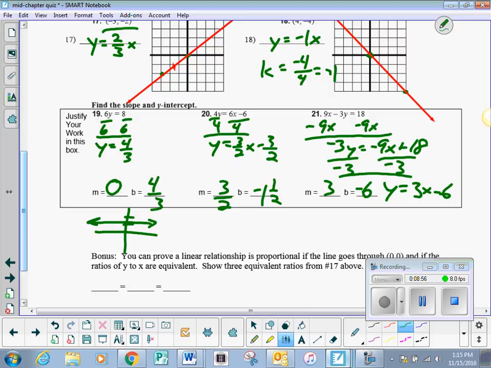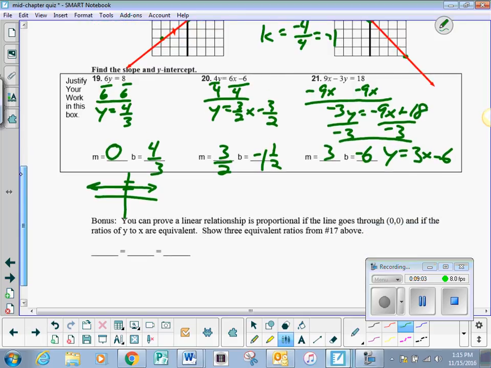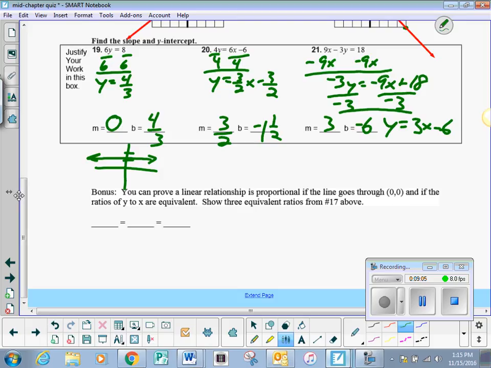Just like what we practiced in class, right? Pretty straightforward. I really wasn't trying to trick you. But it does show me, do you really understand the difference between the two?